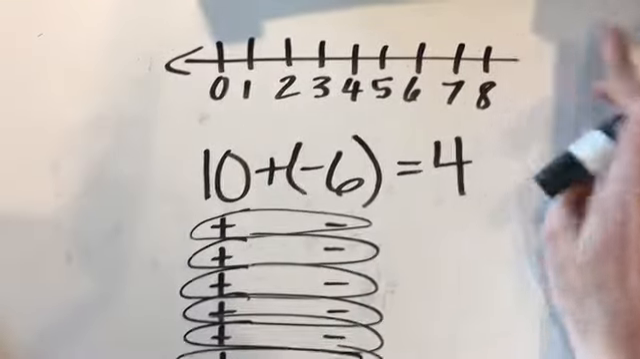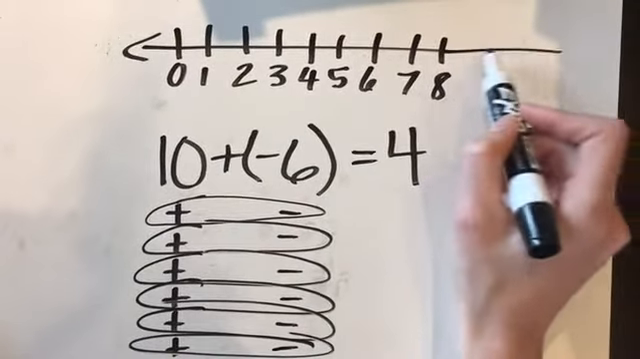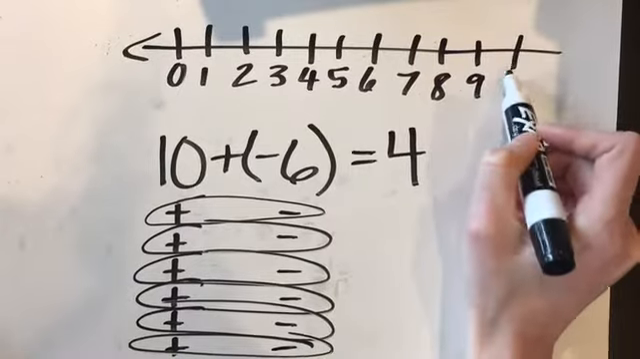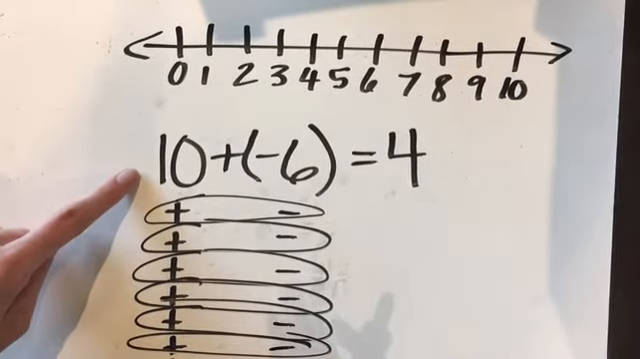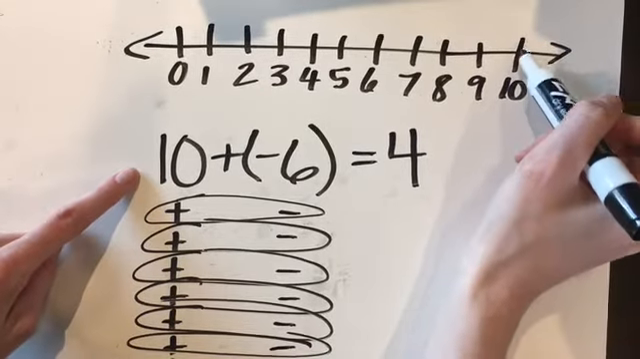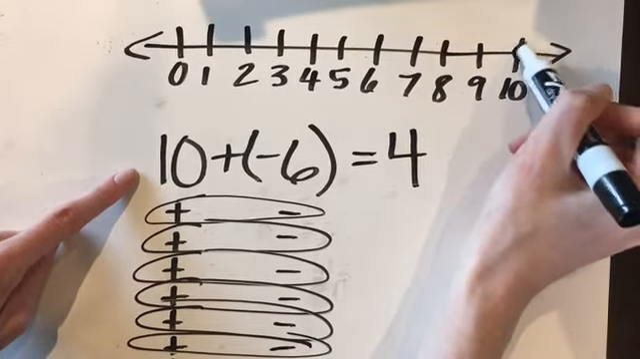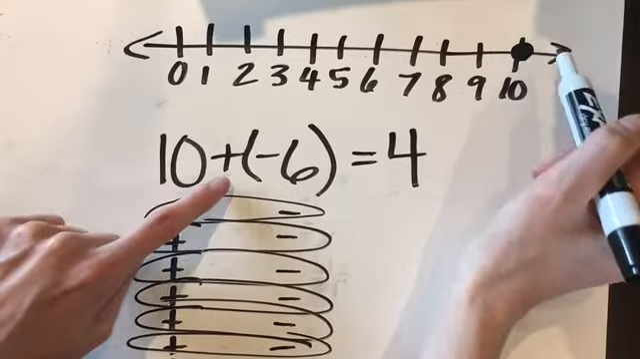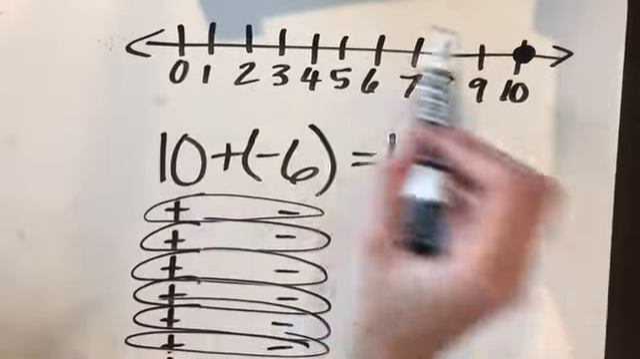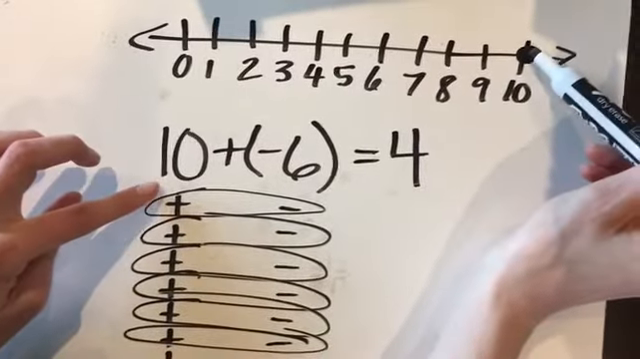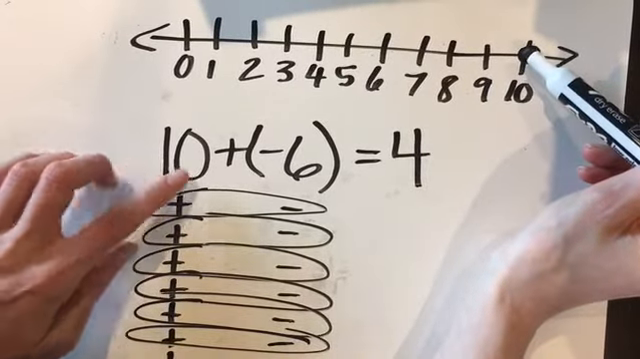We're going to need a little more space. Okay, so we have 10. So we are starting at 10. Then, and we can show that getting to 10, but we'll just say we're starting at 10. Then we add a -6.